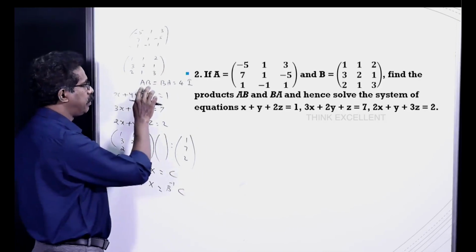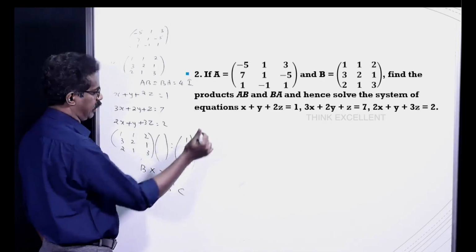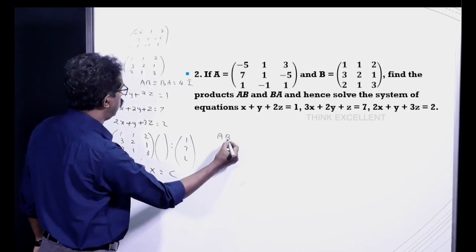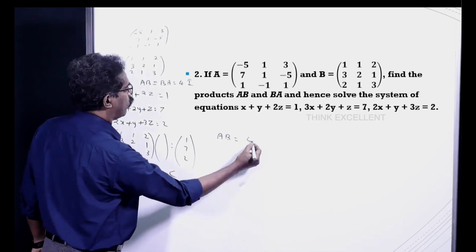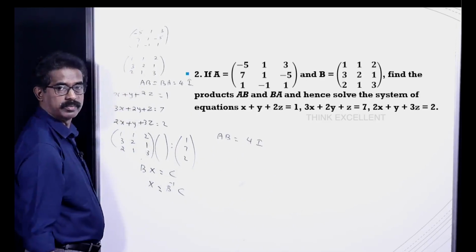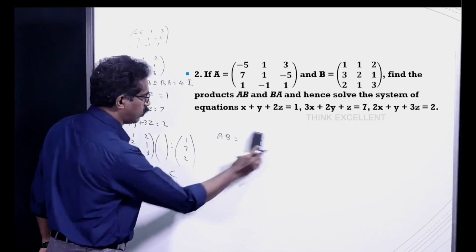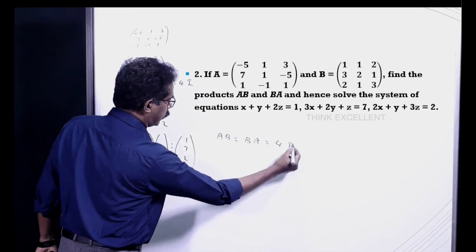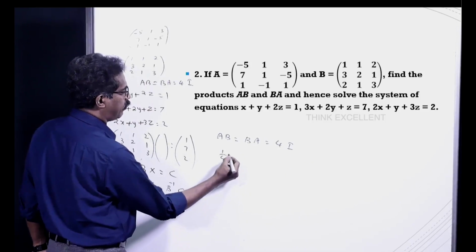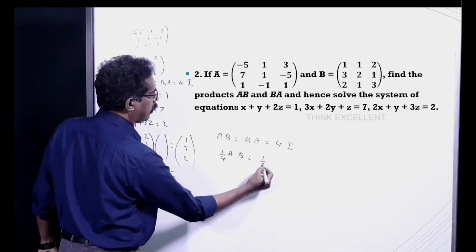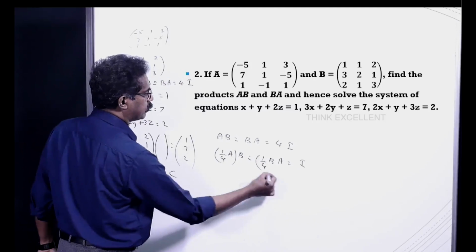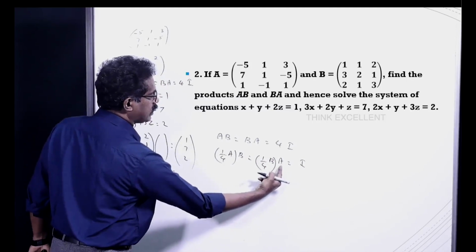Already I said, AB is equal to BA is equal to 4I. If you divide by 4, 1 by 4 AB equal to 1 by 4 BA equal to I. You can group like this. It is I. So what is A's inverse?